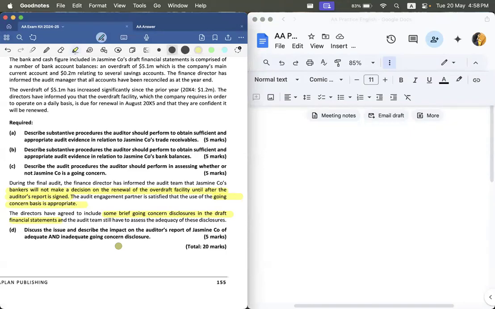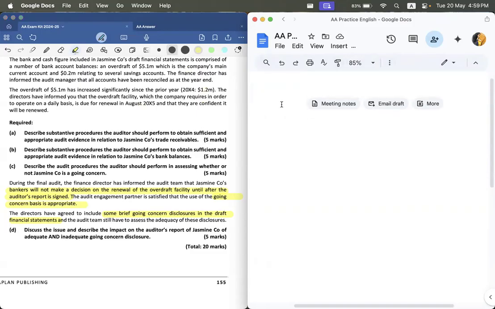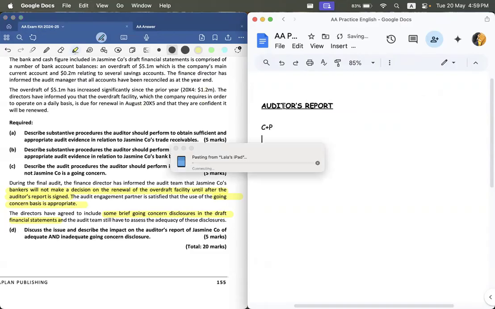This adequate disclosure and inadequate disclosure would always be connected with a going concern problem. So you're going to copy paste, as usual in the auditor's report question, the issue. That is regarding the scenario with the bank. Then when there is a going concern problem, there is a material uncertainty. Going concern is always a material uncertainty.